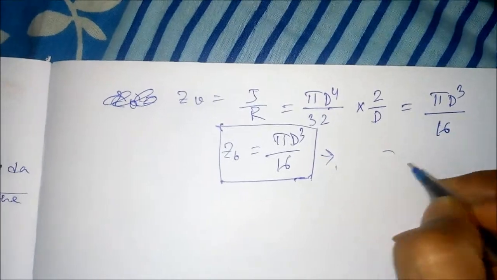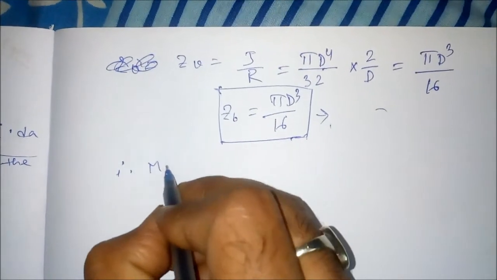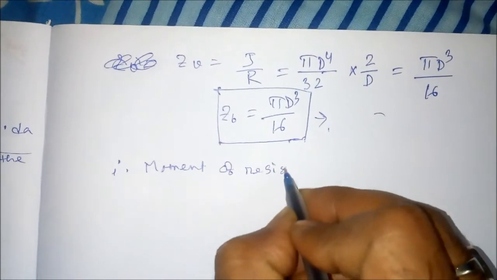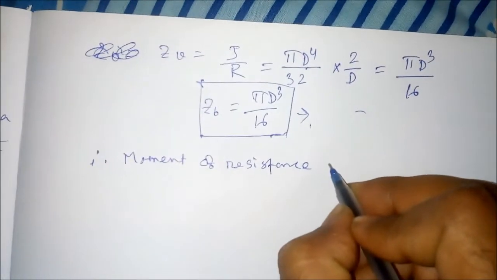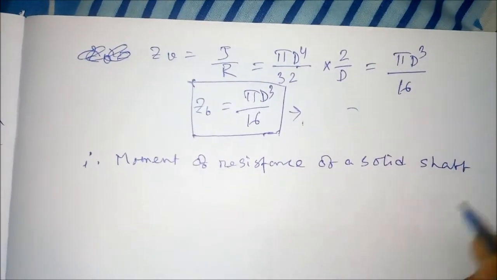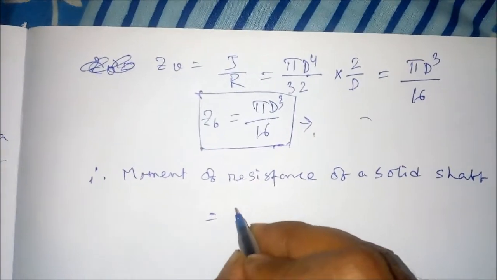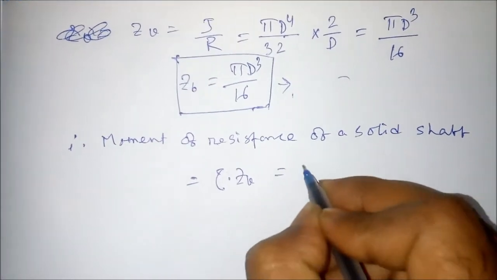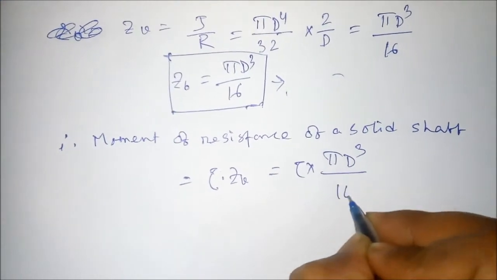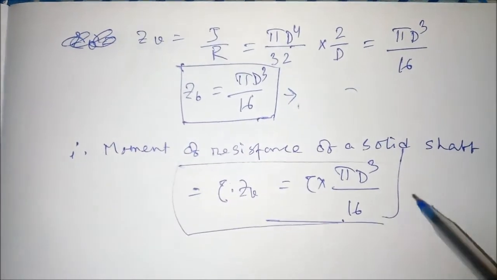Then what will be the moment of resistance of a solid shaft? This will be equal to tau into Zp, which is equal to tau multiplied by pi d cube by 16. This is the moment of resistance of a solid shaft.